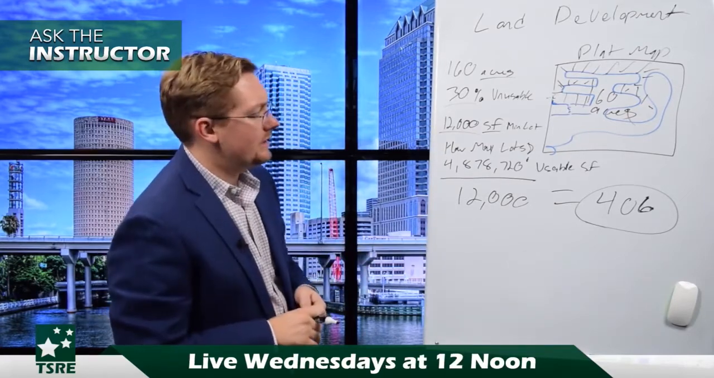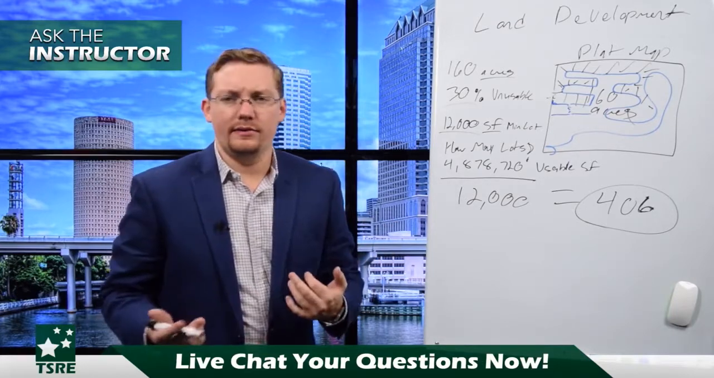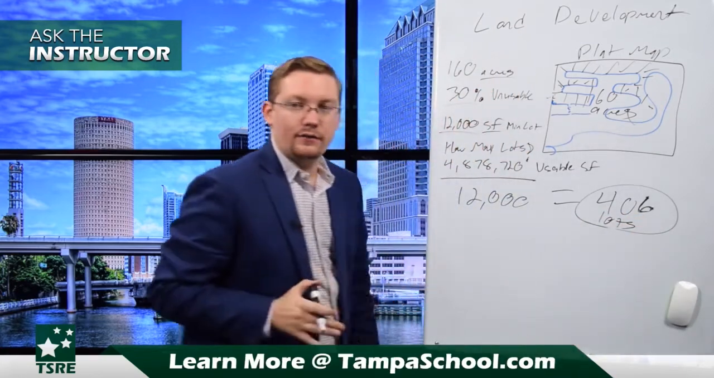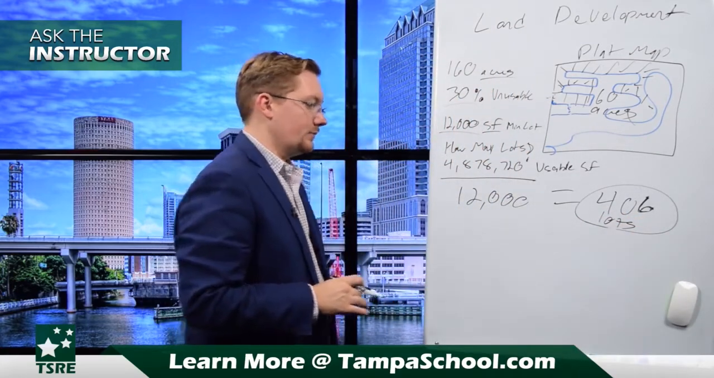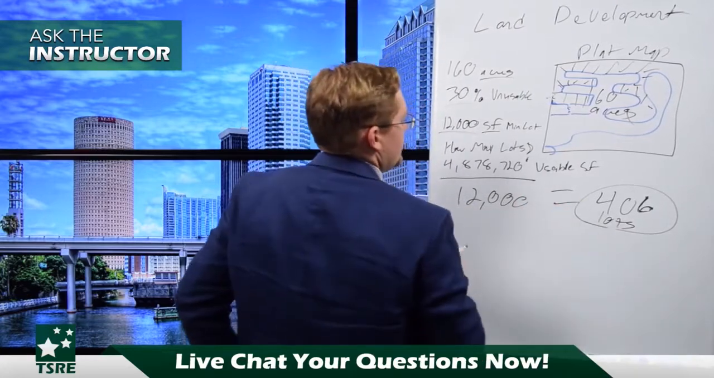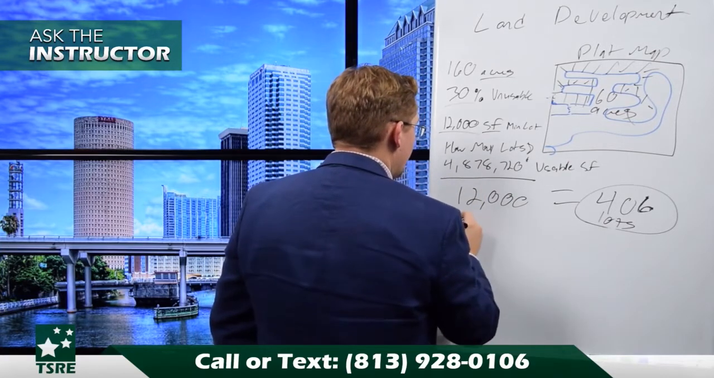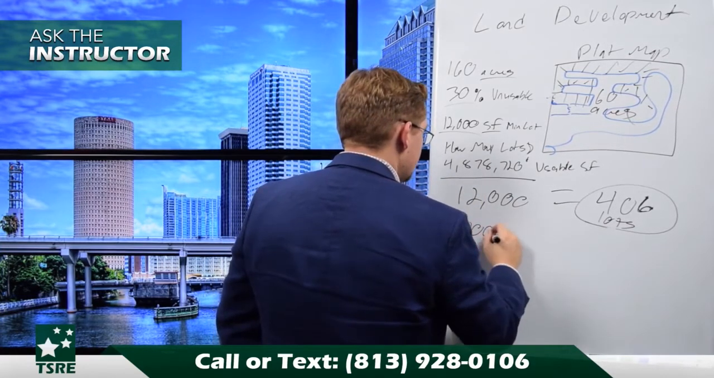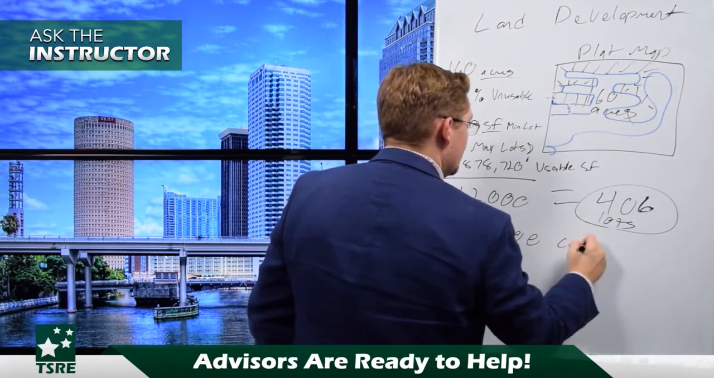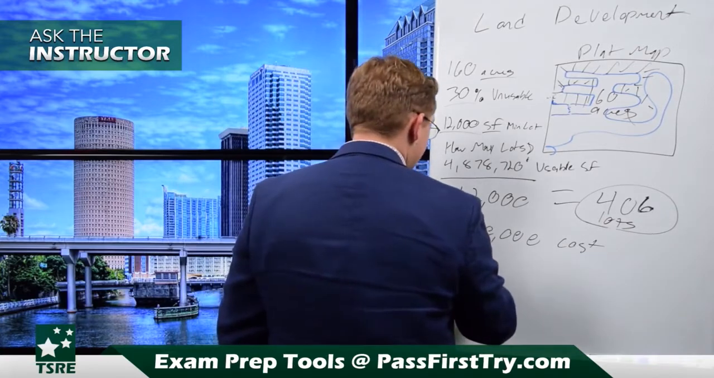And now let's throw another piece of math at this, if we're trying to figure out our profitability. So we've got the 406 lots here. Let's say that we bought these 160 acres for $1 million. So our cost of them was $1 million. It's going to cost us another $1 million, let's say, to develop.